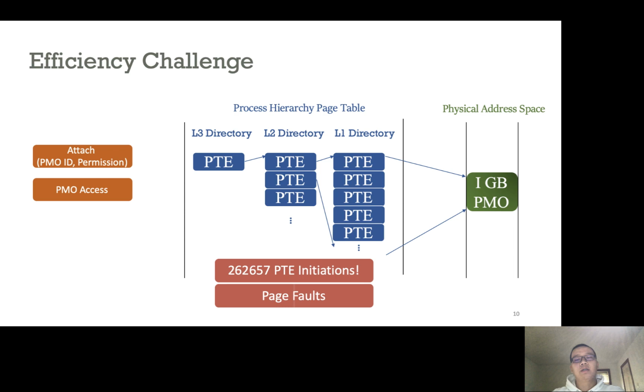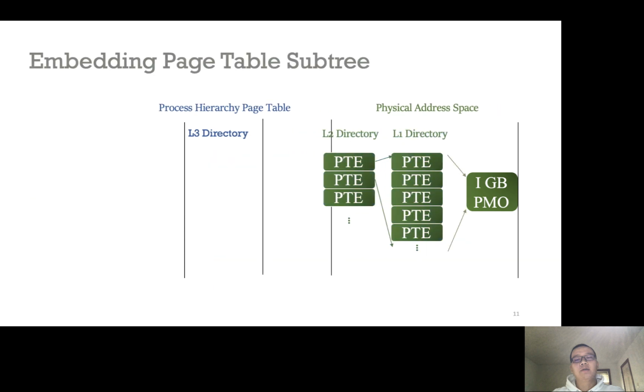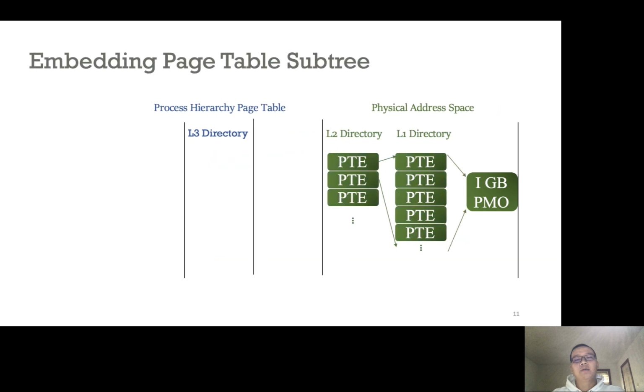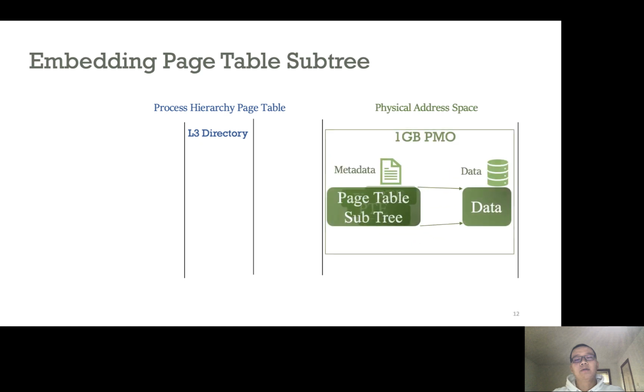The challenge is how to support the attach and detach system calls efficiently. Our idea is to also keep the page table subtrees as persistent data in the PMO, embedding this page table subtree as a part of the metadata of this PMO. Now, when an attach system call is invoked for even a 1 GB PMO, the process only needs to initialize 1 PTE. Then the PMO is mapped to this process.